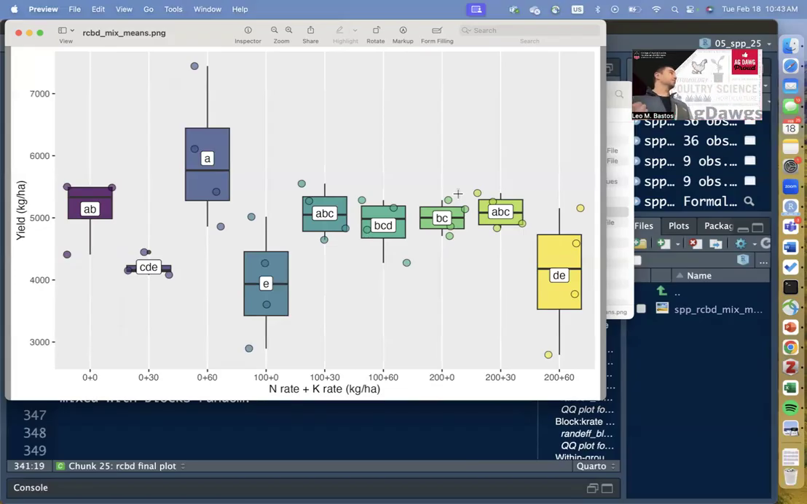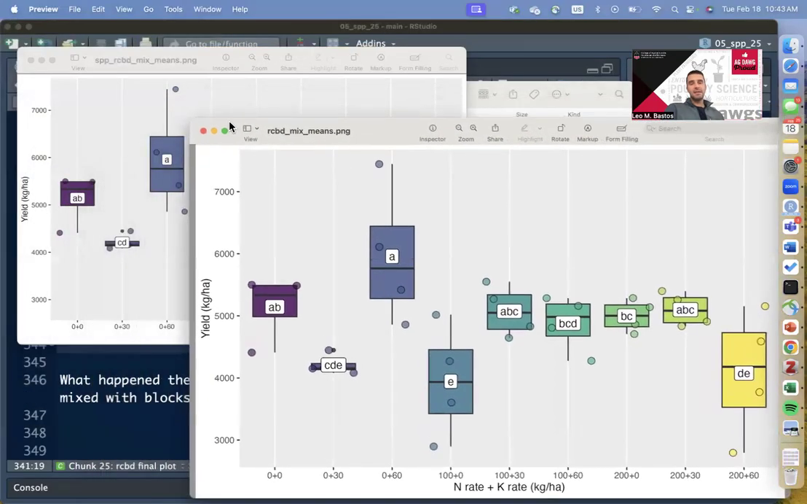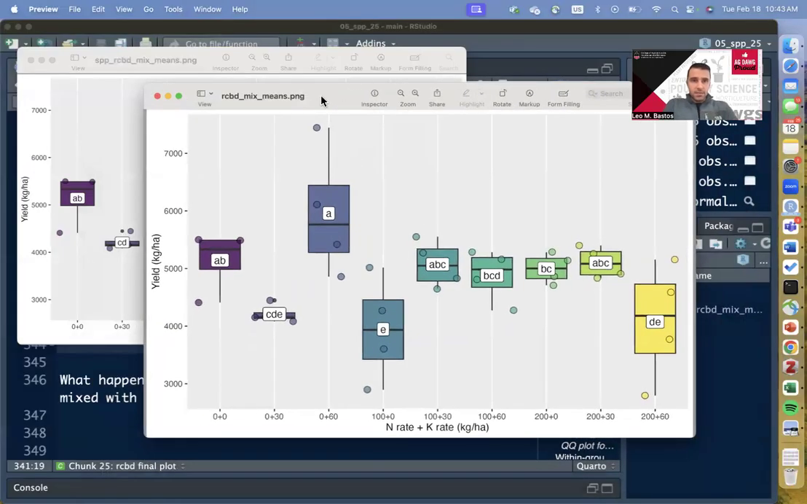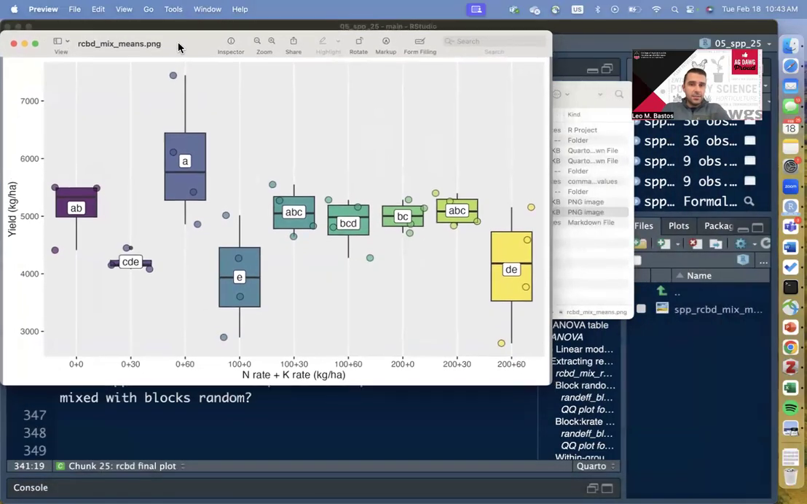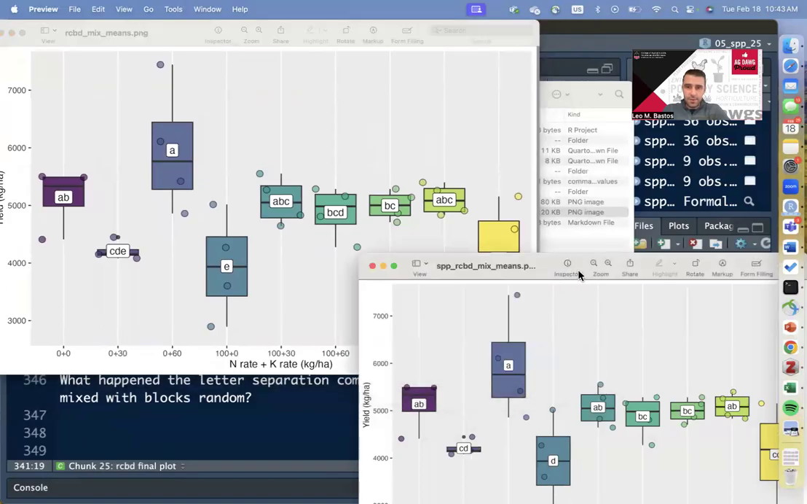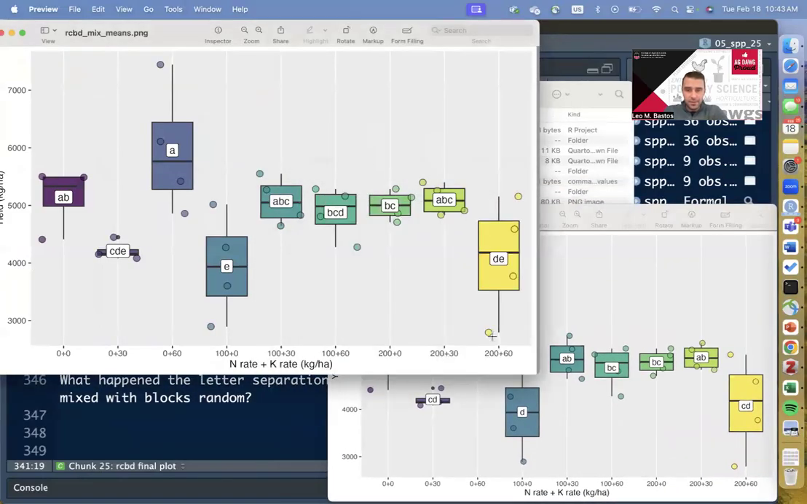Now I want to compare our randomized complete block design with block as random, which was the last one we did, with what we did today, which is still a randomized complete block design with blocks as random, but with a split plot on top of it, meaning that now we have another source of error besides just the block and the residual. We have the potassium rate as well. So let's see if the letter separation changed between those two. I'm going to keep the RCBD mix on top, and I'll bring the RCBD mix split plot on the bottom. Maybe we can eyeball it to some extent.